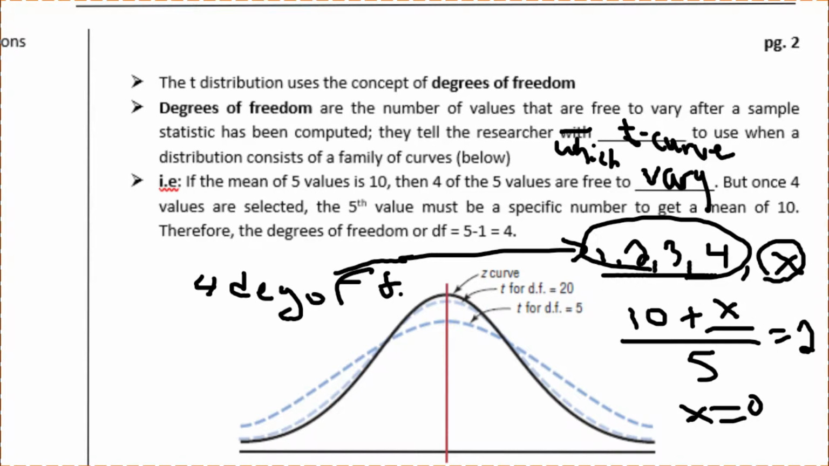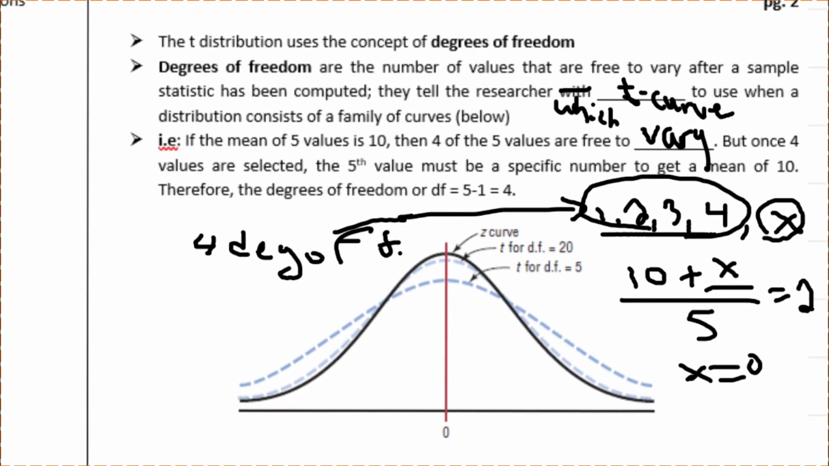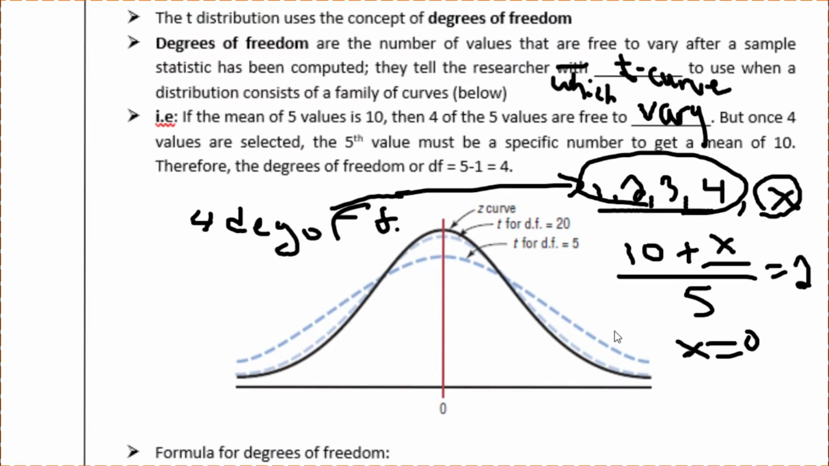All right, and then the curve on the bottom actually shows you another example of the t-distribution. As the degrees of freedom get larger, it starts approaching the z curve. But as the sample size decreases, which means the degrees of freedom decrease, it starts diverging from the z curve. So it starts looking different. All right.